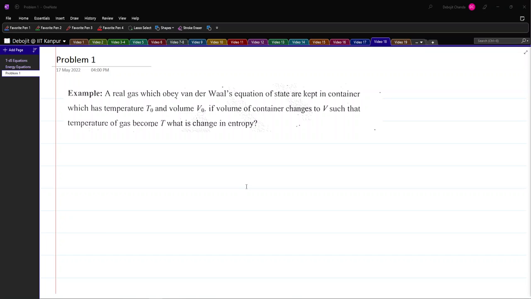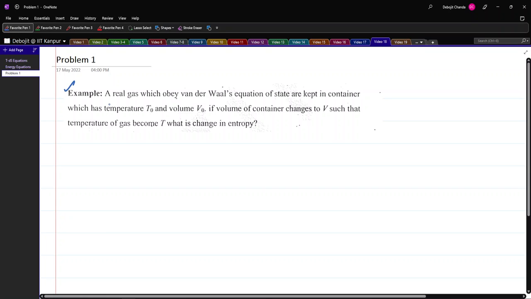Okay, so now we are going to do one problem. So here is one example problem. The problem states that a real gas which obeys a van der Waals equation of state is kept in a container which has temperature T0 and volume V0. If the volume of the container changes to V such that the temperature of the gas becomes T, then what is the change in entropy? So we have to calculate the change in entropy, and we can easily assume that here we have to use one of the previous equations.